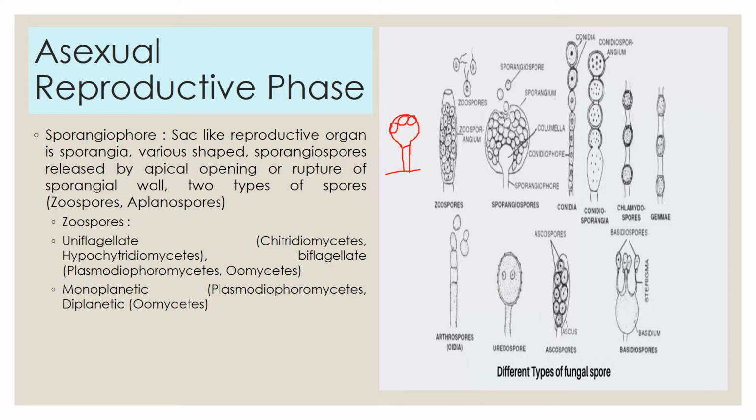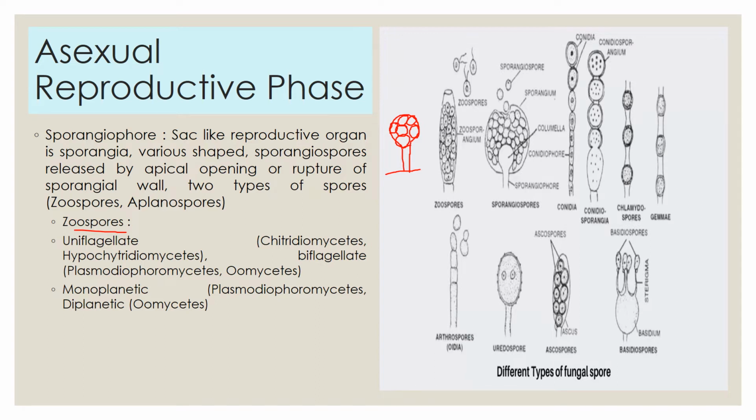once they are liberated, they germinate if they get suitable conditions, and if they do not get suitable conditions, they perennate. The spores are of two types depending upon whether they are motile or non-motile. If it is a motile spore, it is called a zoospore, and if it is non-motile, then it is called an aplanospore. But motility in the spores of fungi is present only in the lower fungi, and higher fungi have aplanospores and conidiospores, which are non-motile.